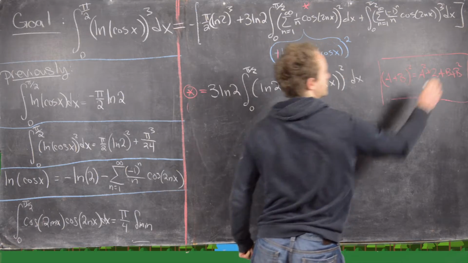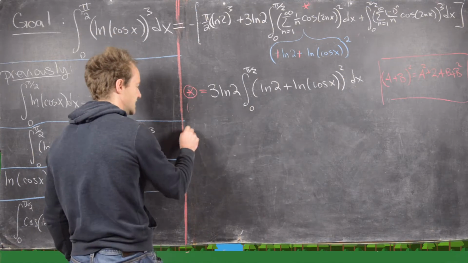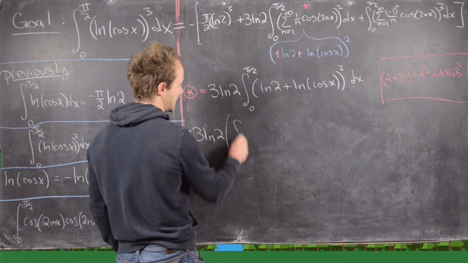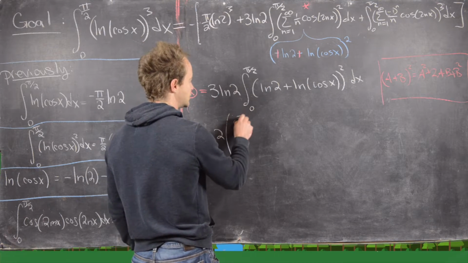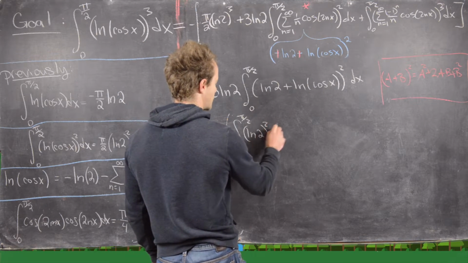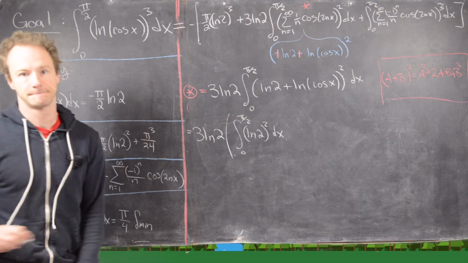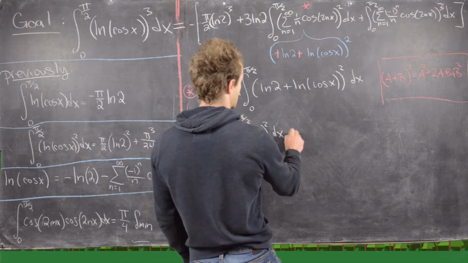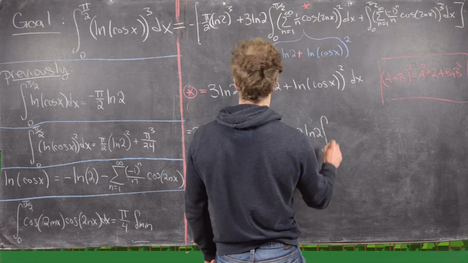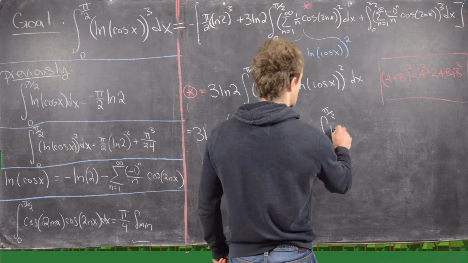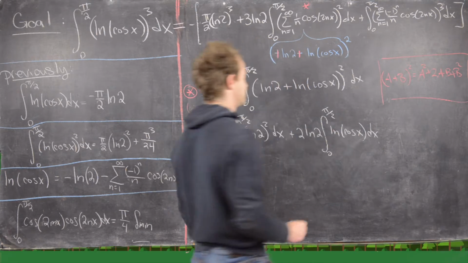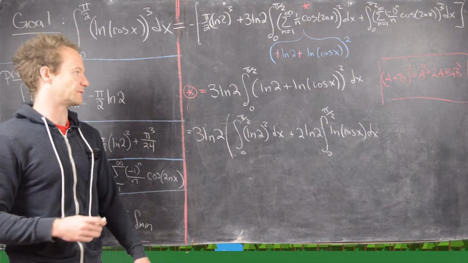So good. And so that's going to turn this thing into 3 natural log of 2 times the quantity. And I'll split this thing up into 3 integrals. So I'm going to have the natural log of 2 squared dx. Then next, I'm going to have twice the natural log of 2 times the integral from 0 to pi over 2 of the natural log of cosine of x dx. So that's the cross terms from the foiling.